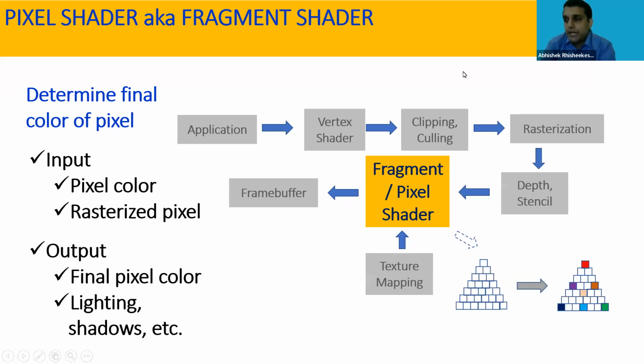The output of the pixel shader is the final color of the pixel, as shown in the diagram of the rasterized pixels of a triangle on the bottom right. The pixel shader may run lighting algorithms or shadow algorithms, which we can see in detail probably in future sessions.